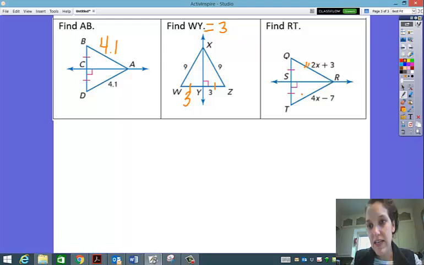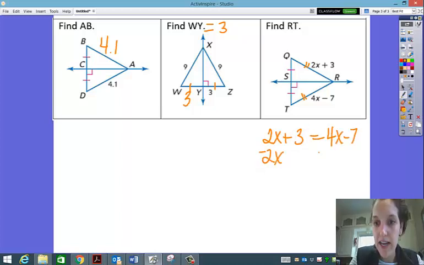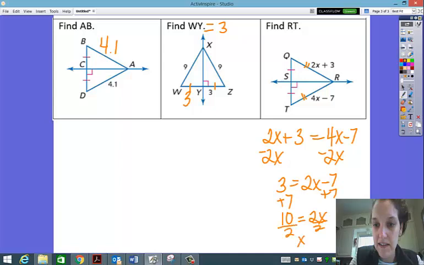Then it asks me to find RT. So you got to read the problem. It says find RT. I got to plug that bad boy back in. 4 times 5 is 20. 20 minus 7 is 13. So RT is 13. And I can double check that by plugging 5 also into QR. 2 times 5 is 10. 10 plus 3 is 13. Check.